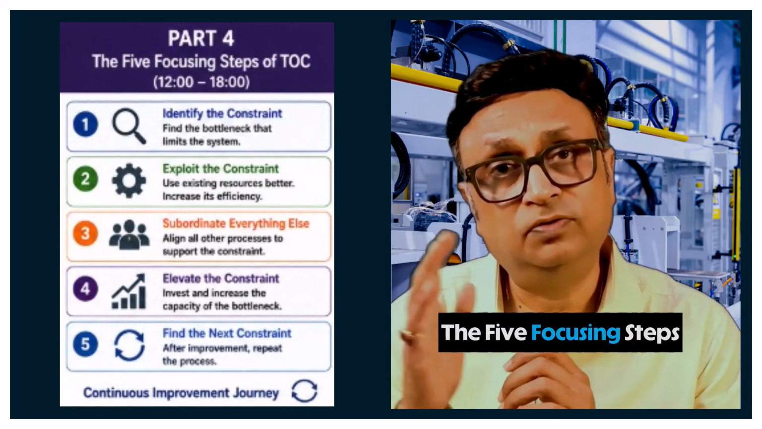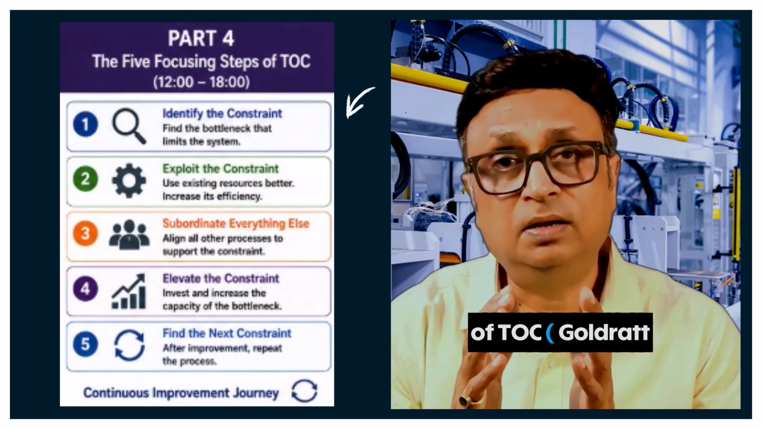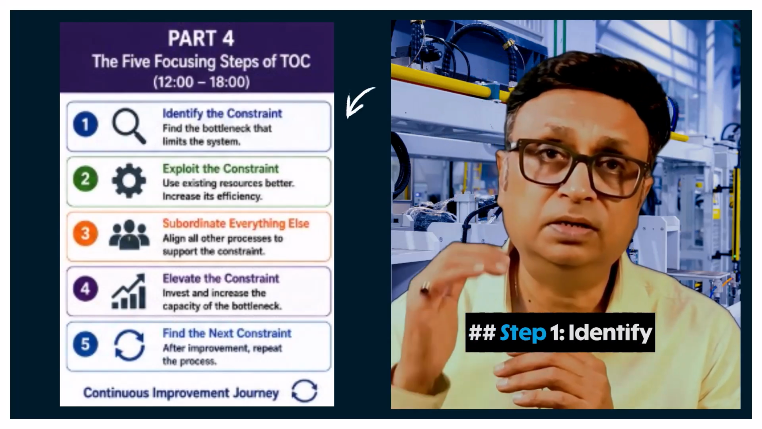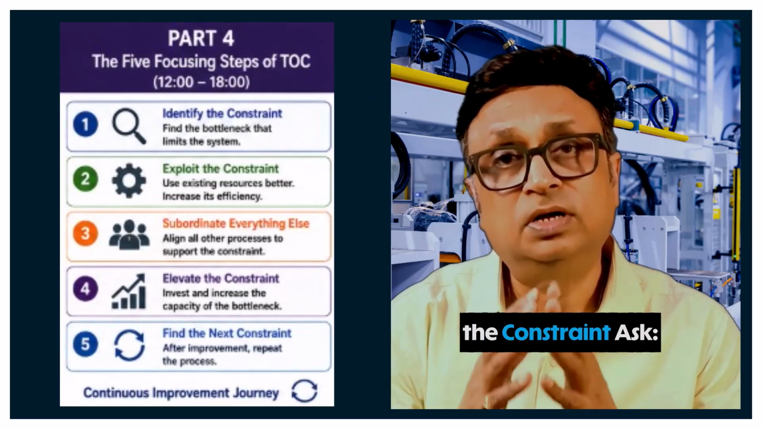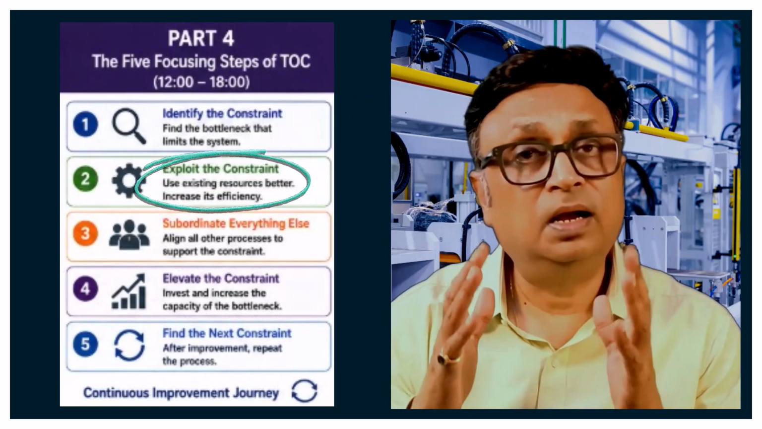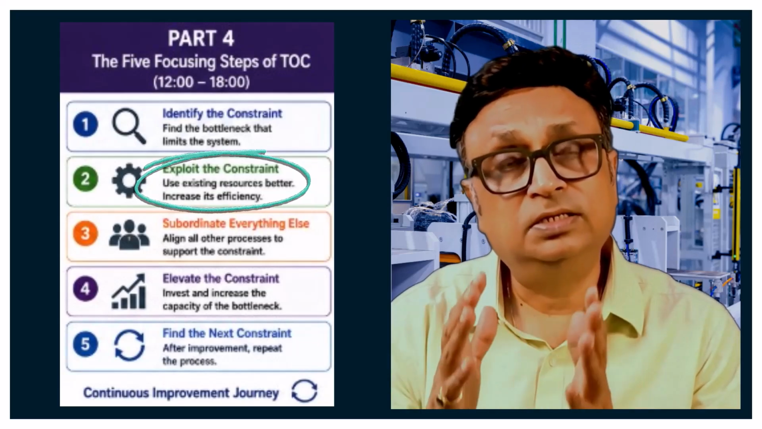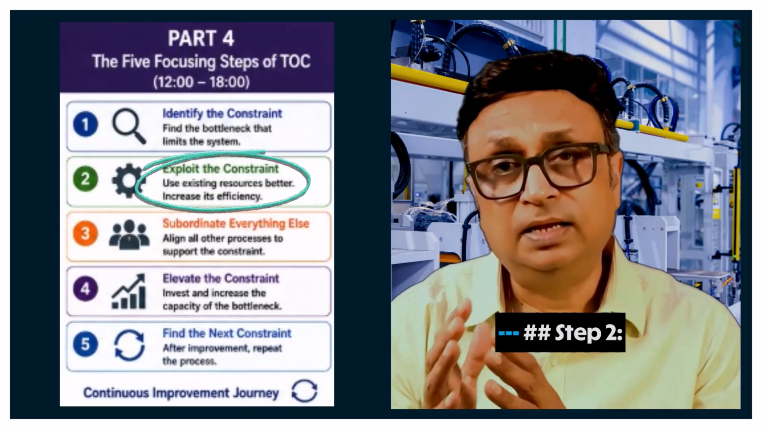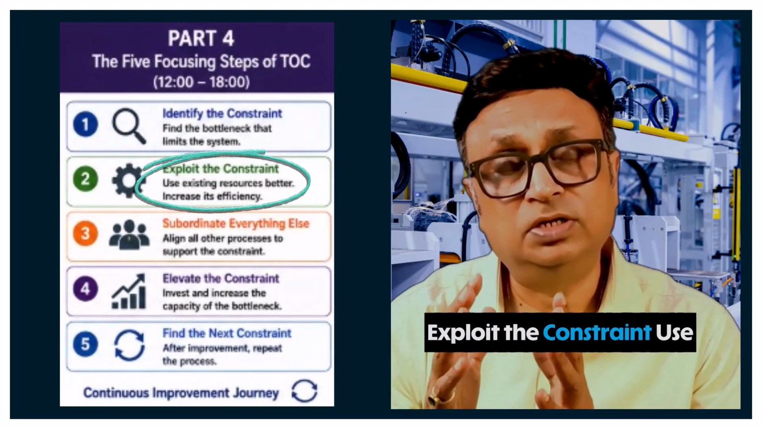Chapter 4: The 5 Focusing Steps of TOC. Goldratt proposed 5 steps. Step 1: Identify the constraint. Ask, where is work piling up? Where are queues forming? Where do customers experience delays? In our example, edge banding. Step 2: Exploit the constraint.